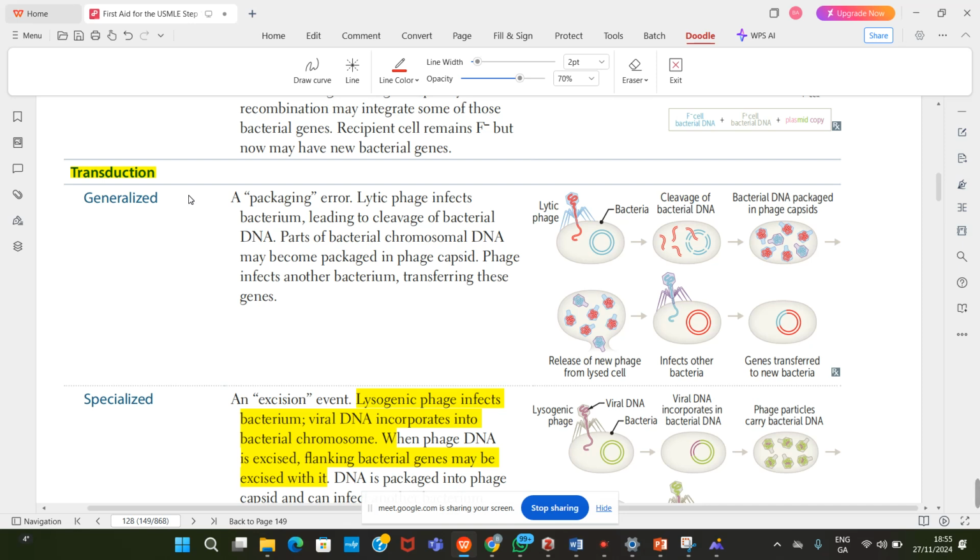So transduction can be categorized into generalized and specialized. Now, what are they talking about? Generalized transduction is a packaging error. So what happens is that there are some agents in the environment that we call the phage, the bacteriophage. I want to tell us that bacteriophages are actually viruses that infect bacteria.